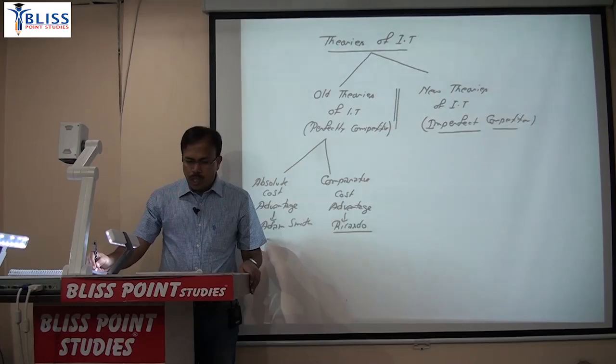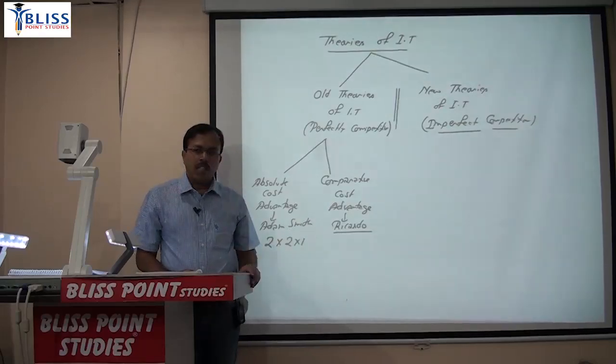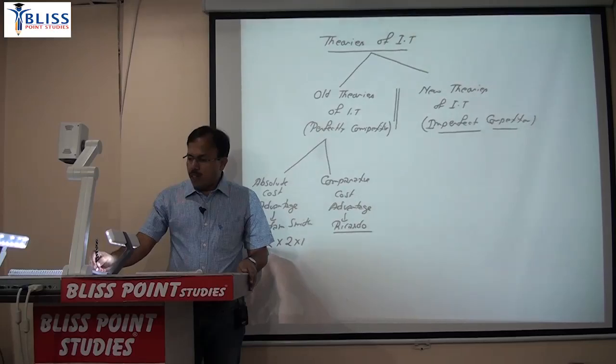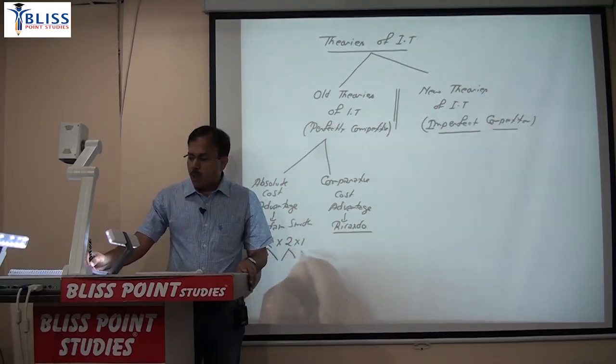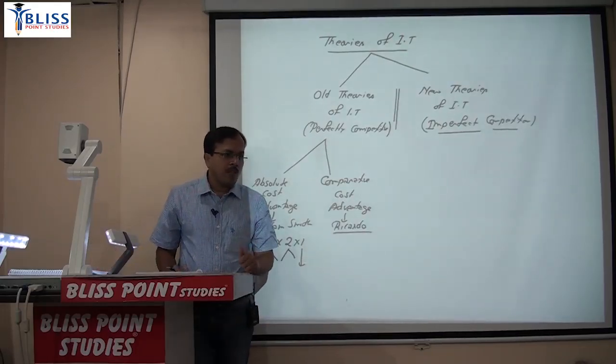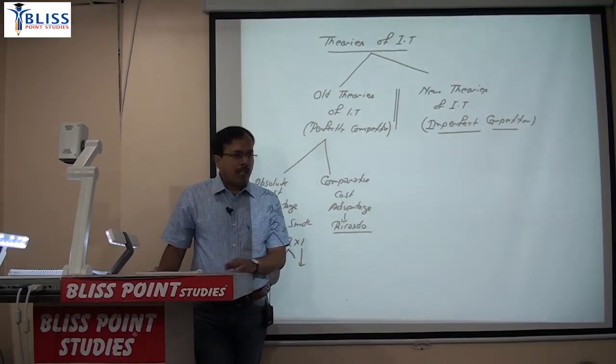In both approaches, we will assume that the model is a 2 by 2 by 1 model. 2 by 2 by 1 means there are two countries producing two products by using one factor of production. Two countries, say home country and foreign country, or country 1, country 2, producing two commodities, suppose rice and wheat, and those two commodities are produced by only one factor of production, say labor.